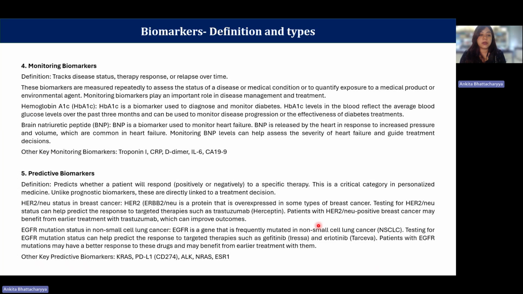Patients with EGFR mutations can also possibly have a better response to these drugs and might even benefit from early diagnosis and accordingly early treatment with them. Other key predictive biomarkers include KRAS, PD-L1, which is CD274, ALK, NRAS, ESR1, etc.